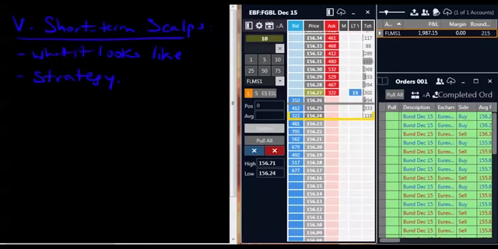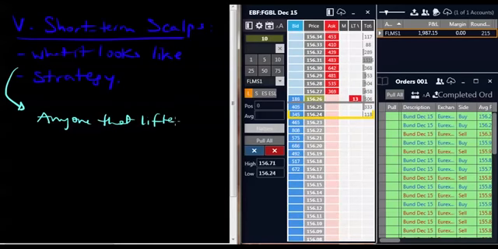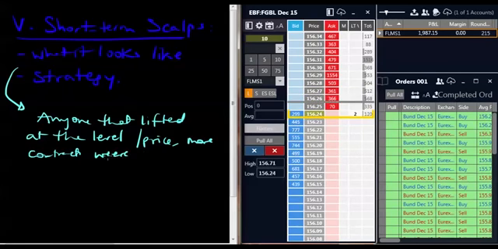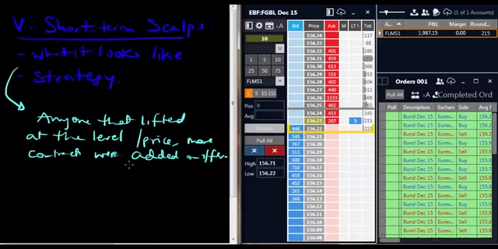So from a trading perspective, what do we see? What did we see on the price ladder? If it's from the short time frame selling opportunity, we saw that anyone that lifted at the level or price, more contracts were added on offer. So that's one of the main parameters that we see in this particular setup. Every time someone buys into the offer, the seller keeps adding more contracts. So that's the main characteristic that we're looking for.